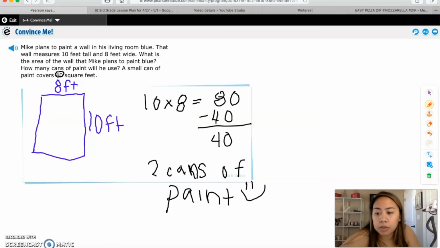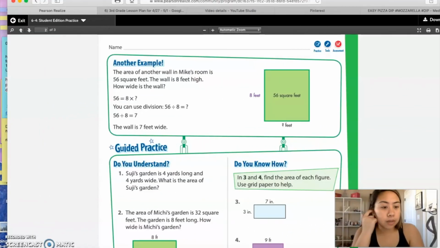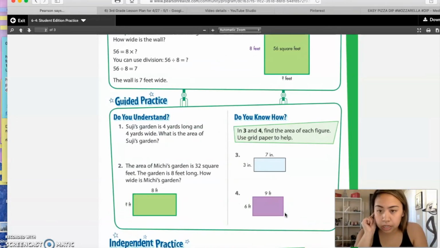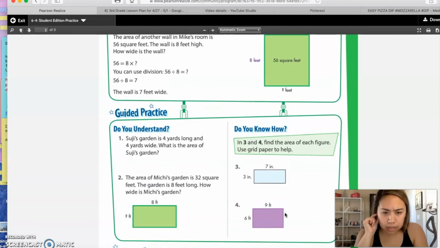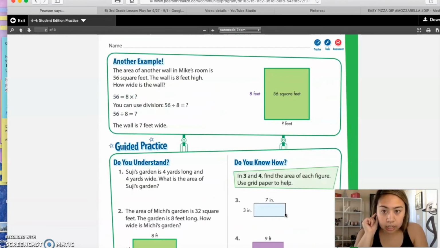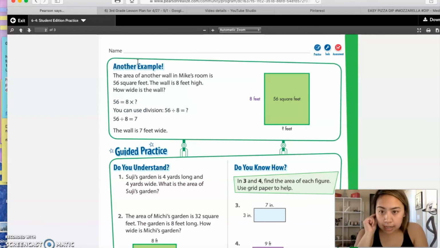Let's go ahead and move on to your guided practice. Your guided practice today is on page 223. You only need to do 1 through 7, so it's not very much today. I would actually even start at another example because this is a way to show you how division can also help you find the area, or can help you find one of the missing lengths.